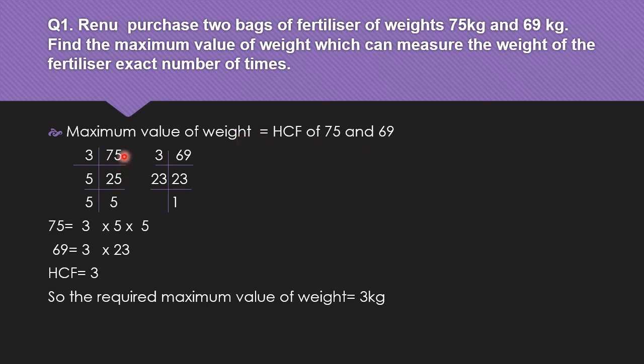For that we can use the prime factorization method. First do the prime factorization of 75, then 69. Write the factors of 75, write the factors of 69. Now the common factor of 69 and 75 is 3. So the HCF of these two numbers is 3. So the required maximum value of the weight is equal to 3 kg.